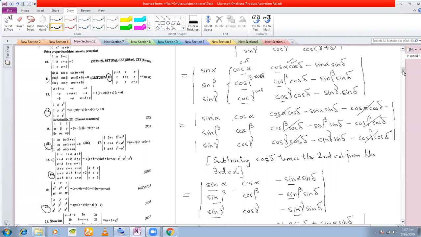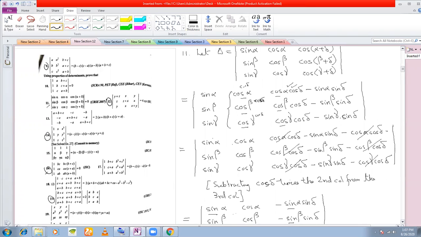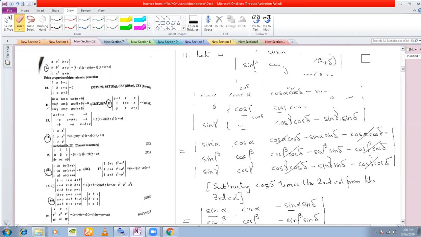Let us do the next one, number 12. Very important problem, number 12. The understanding of number 12 is very, very important.